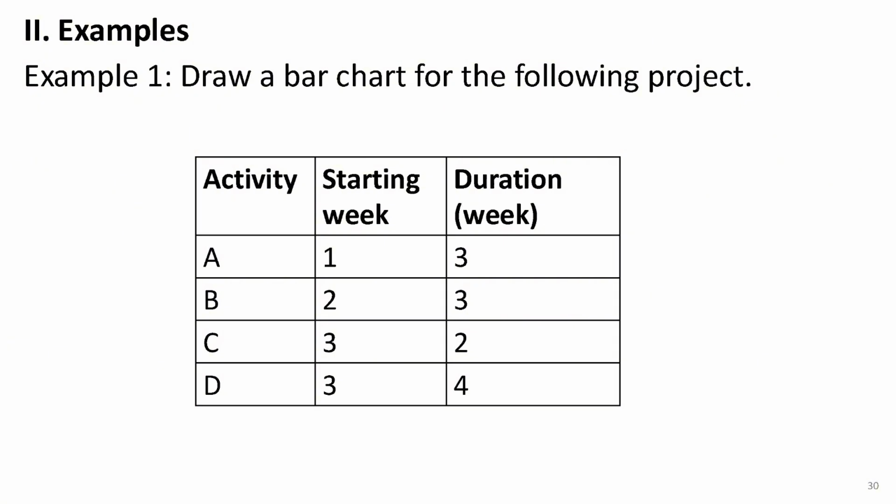The project has 4 activities, A, B, C, and D. The table also provides the start times and durations for each activity. For example, activity A starts in week 1 and has a duration of 3 weeks. So we can expect it to finish by the end of week 3. Let's go ahead and get started.